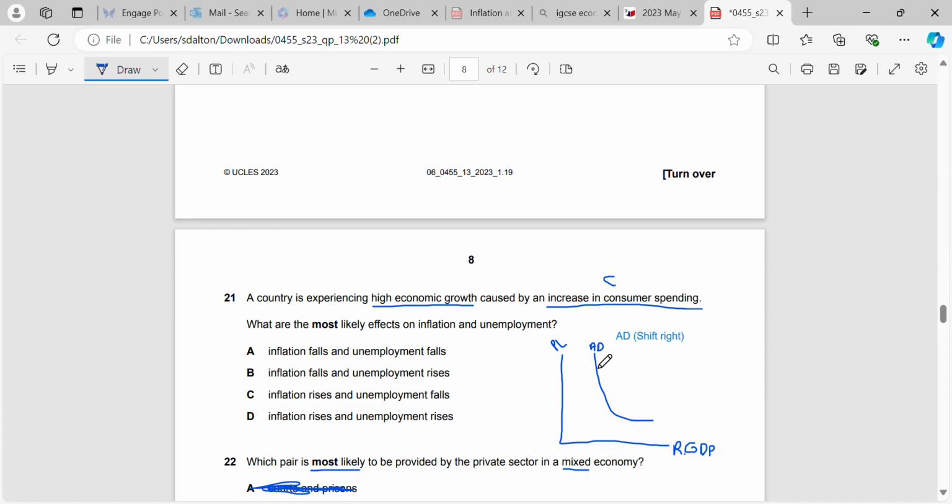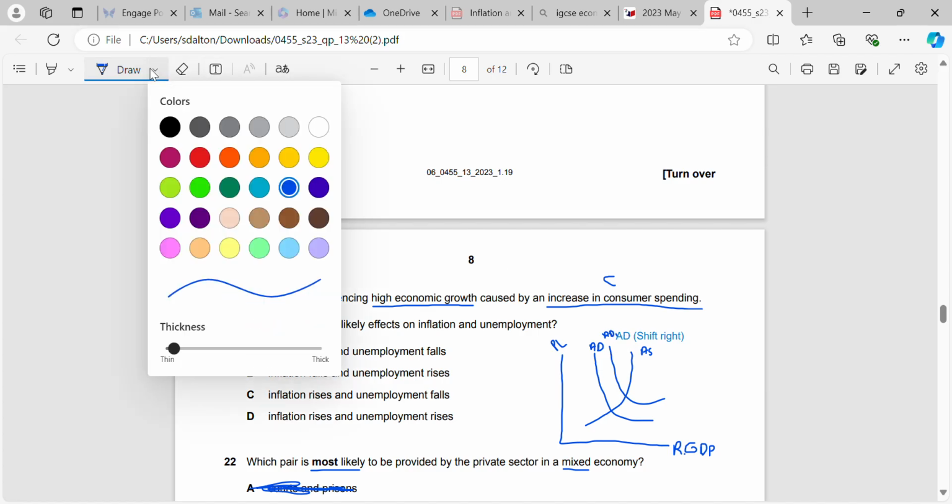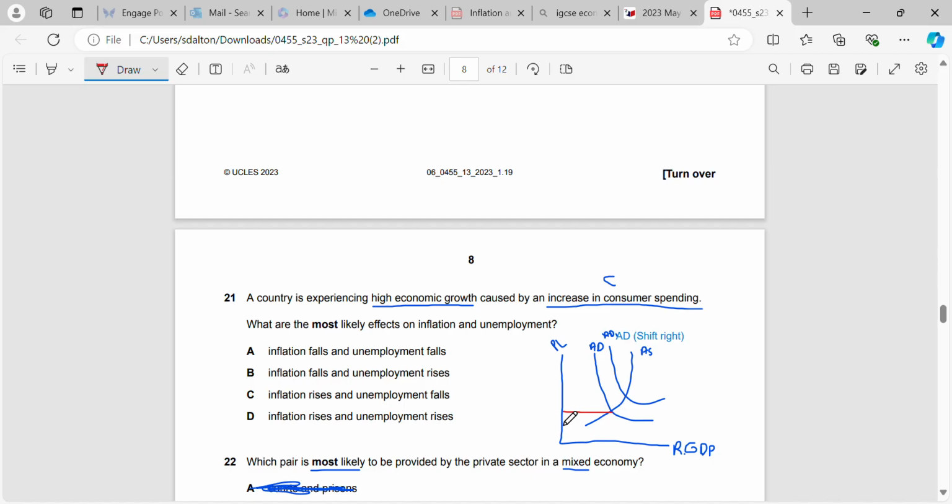So here we have our AD. Here we have our AS. I'm not drawing the Keynesian curve in case anybody is wondering. And AD moves right. Okay. Now, without me filling in the price level, because I think you can see it pretty clearly anyway, I just changed the color here. I'll just mark in the points. I just take these across.